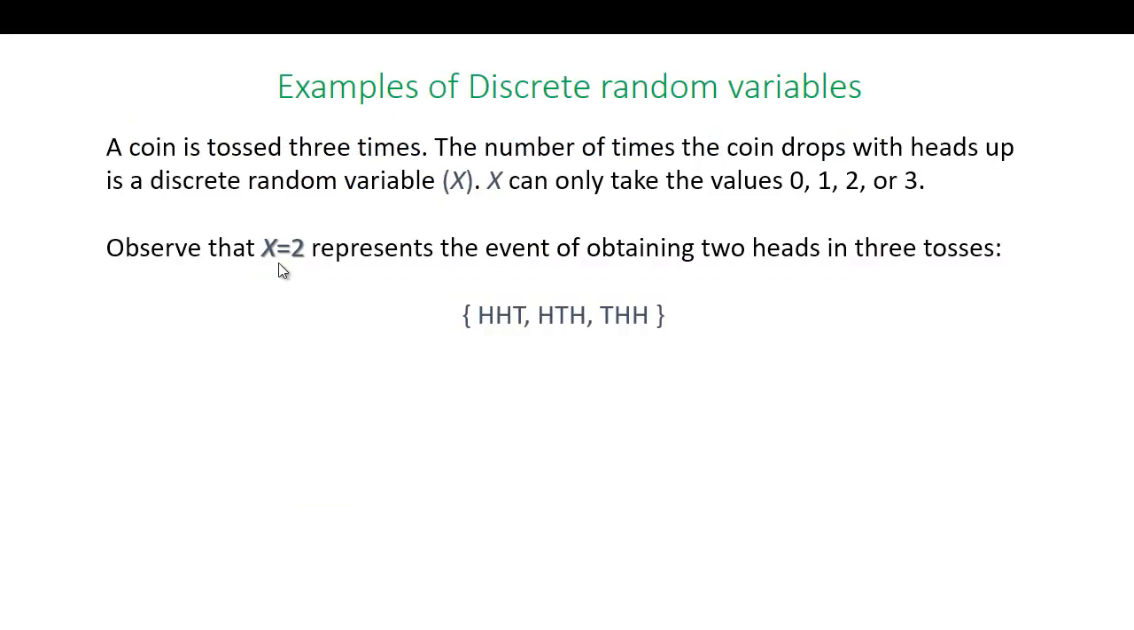So what if I write x greater than or equal to 2? What event is represented by that? Well, if x is greater than or equal to 2, then you get these outcomes together with the outcome HHH. So there will be 4 outcomes if I instead write x greater than or equal to 2.